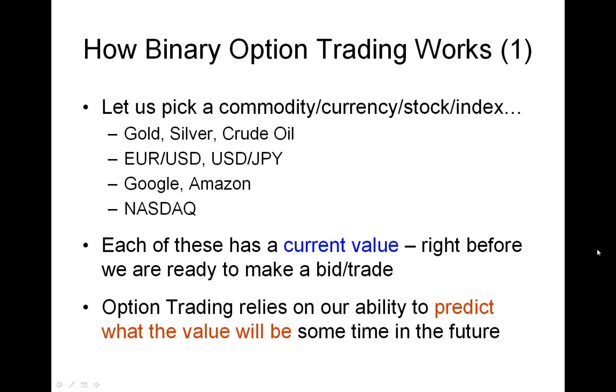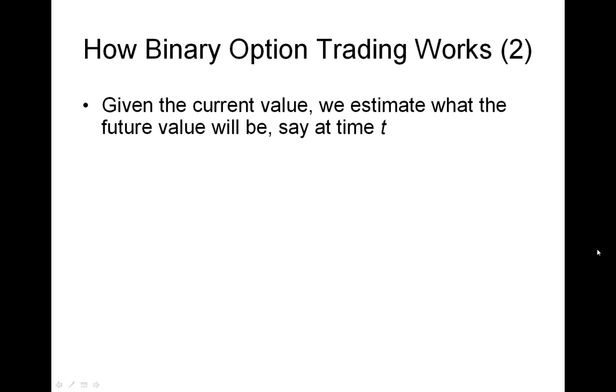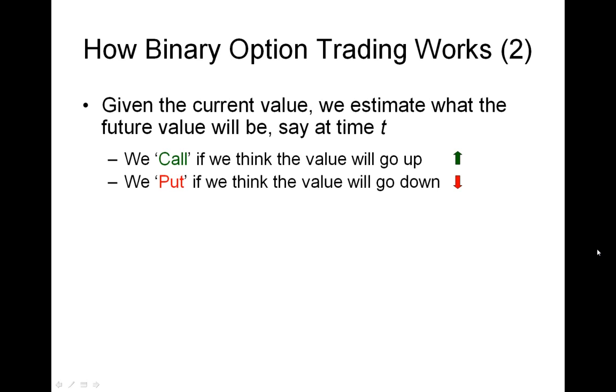Binary option trading relies on our ability to predict what that value is going to be sometime in the future. So given a current value, what we do is we estimate what that future value is going to be at a given time, say t. We call if we think the value is actually going to go up. So given the value right now, we call if we think that the future value is going to be greater than the current value.